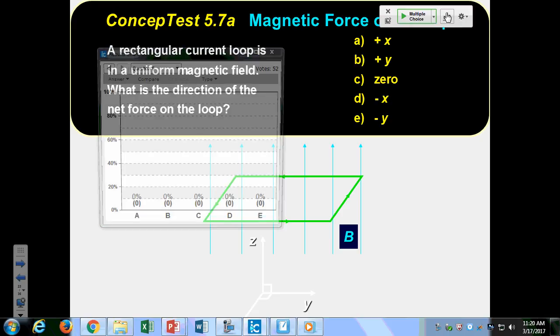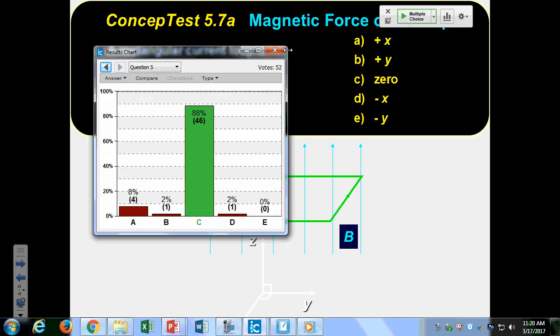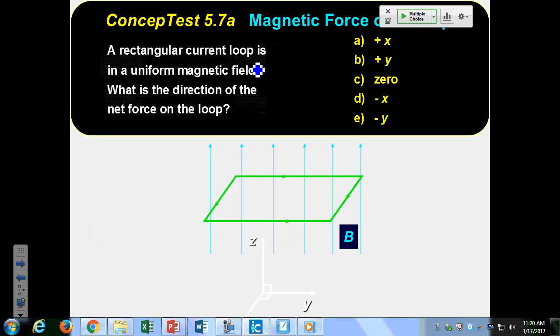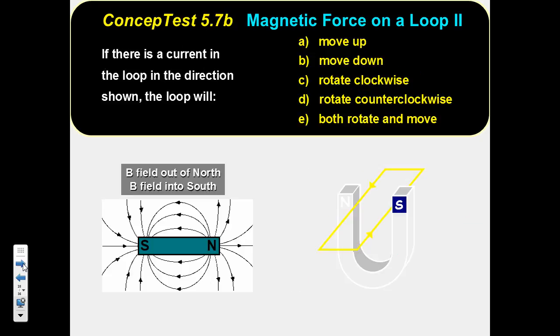Okay, good. C is right. Net force: I can think about what the directions of the forces are, but I know the force on this one is going to be opposite the force on this one. And the same is true for these two because the currents are in opposite directions. And so the net force is going to be 0. Now, really what we're concerned about is the net torque. And that's what the next one is about.